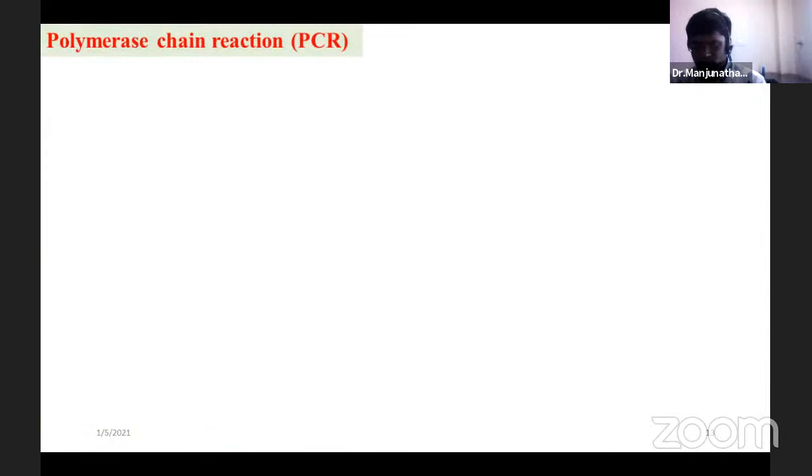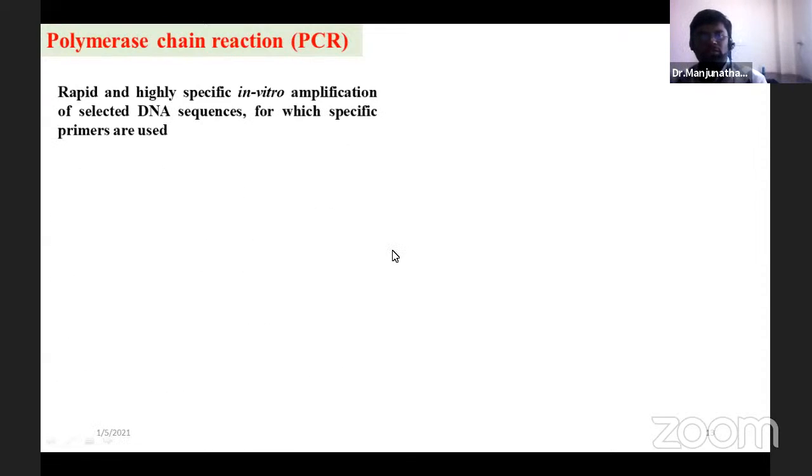Now we come to the molecular methods. One of the well-known molecular methods is polymerase chain reaction. It is a rapid and highly specific in vitro amplification of selected DNA sequences. It's only meant for DNA sequences, selected DNA sequences for which primers can be used.